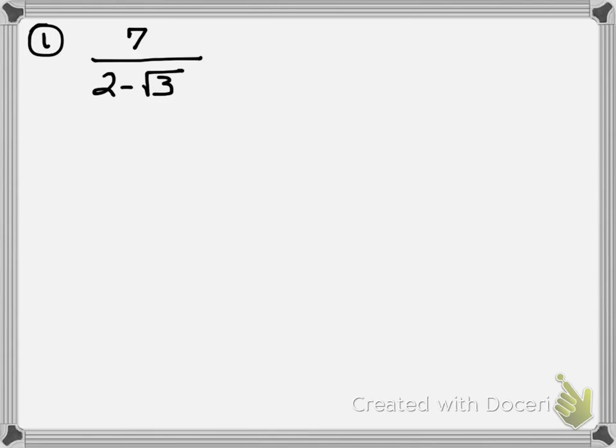If I have 7 divided by 2 minus the square root of 3, and I want to simplify it, get rid of the square root in the denominator, that means I need to rationalize that denominator. So I need to get rid of these square roots down there, so I need to multiply by the conjugate. So the conjugate of this is 2 plus the square root of 3. It needs to be a 1, so it needs to match the numerator and denominator that we're multiplying by.